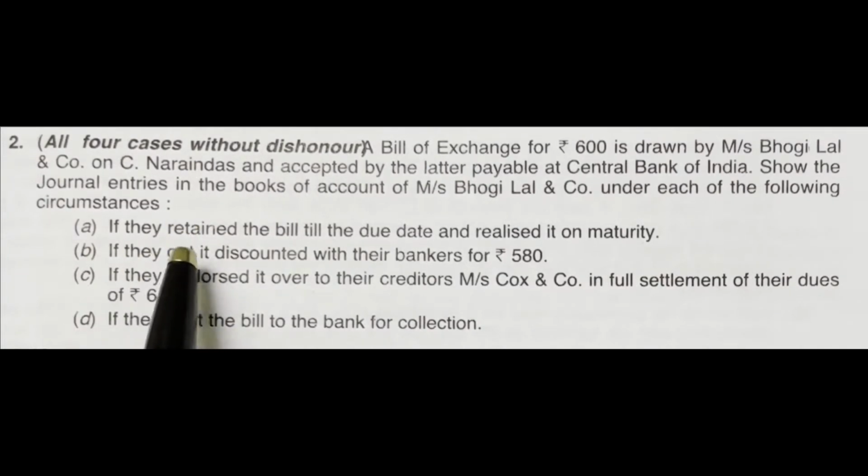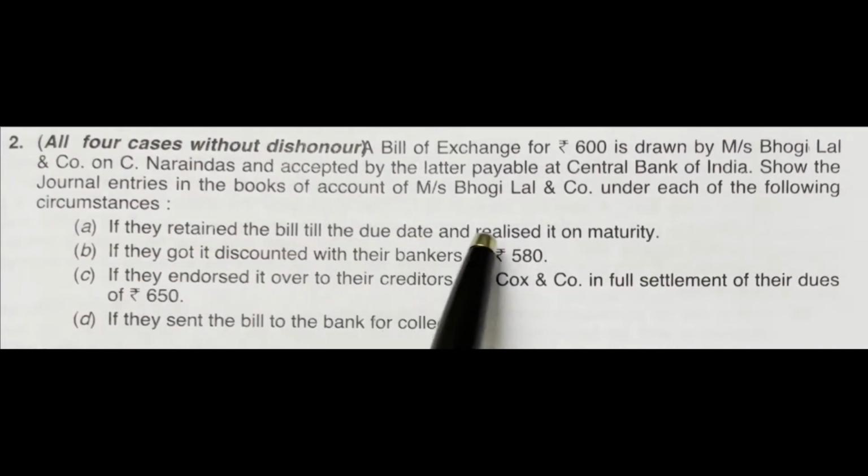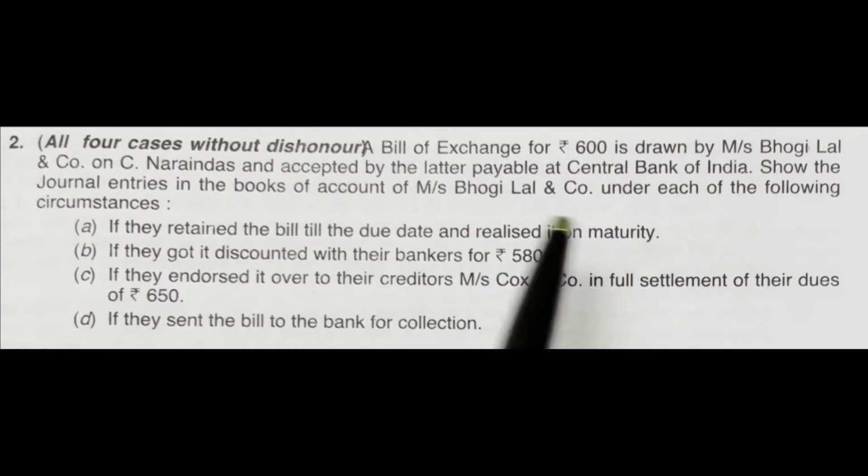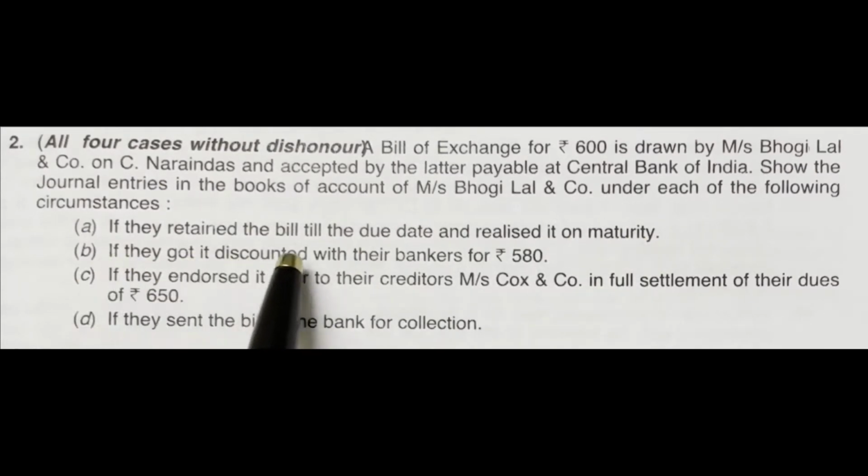A. If they retained the bill till the due date and realized it on maturity. B. If they got it discounted with their bankers for 580 rupees. C. If they endorsed it to their creditor, Messrs. Cox and Company, in full settlement of their dues of 650 rupees. D. If they sent the bill to bank for collection. This is the question. Let us see the solution for this.